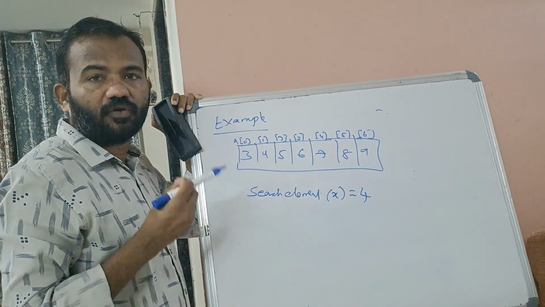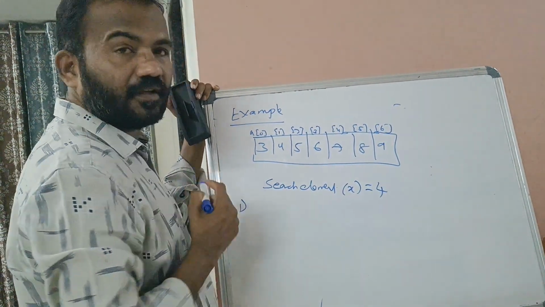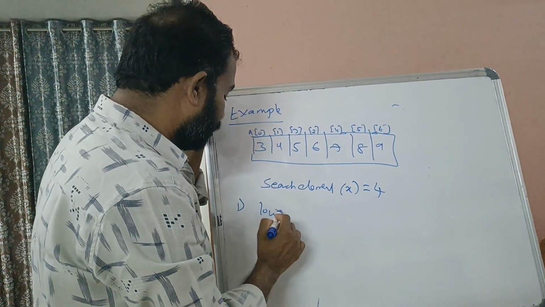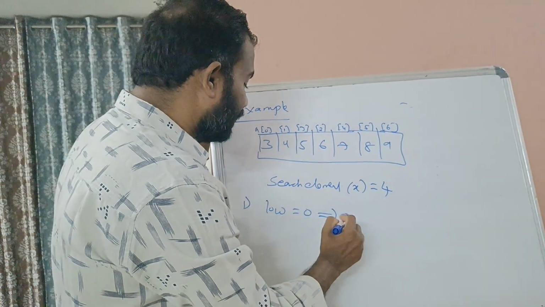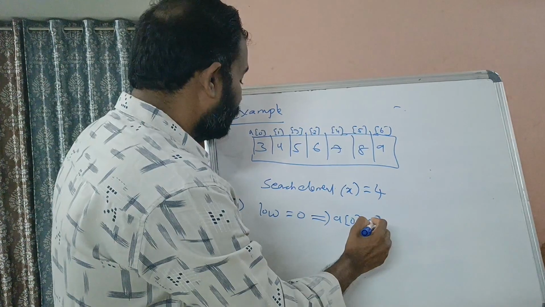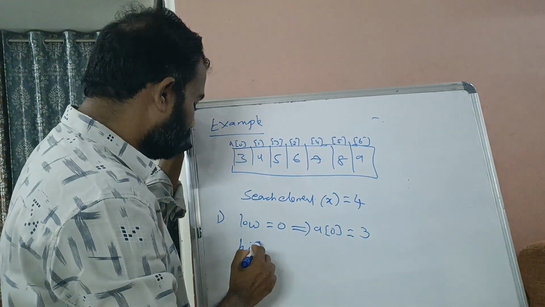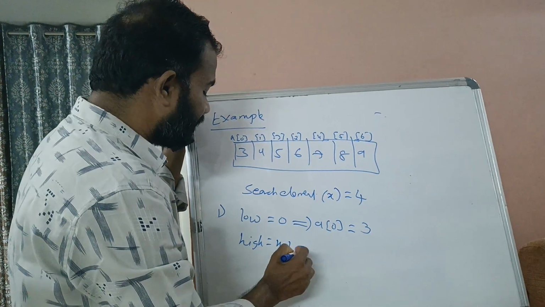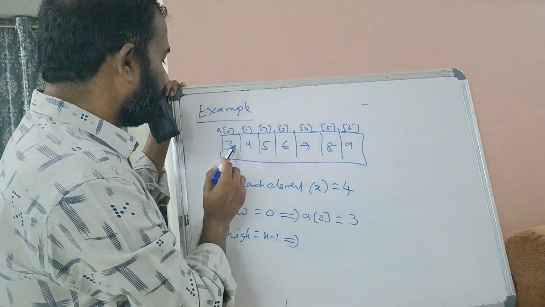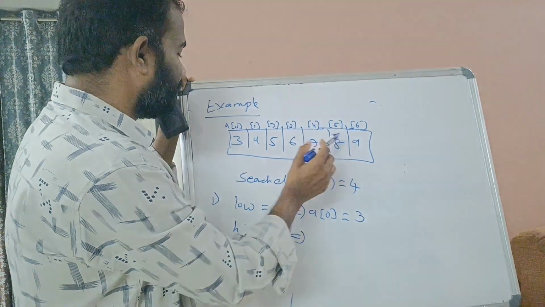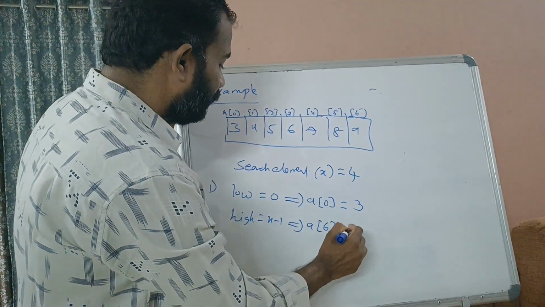Now we have to calculate that. First step, what is low? Low is initially 0. That means a of 0 is 3. What is high? High means n minus 1, that means the last element. The last element: 0, 1, 2, 3, 4, 5, 6. So 7 elements, and a of 6 is equal to 9.